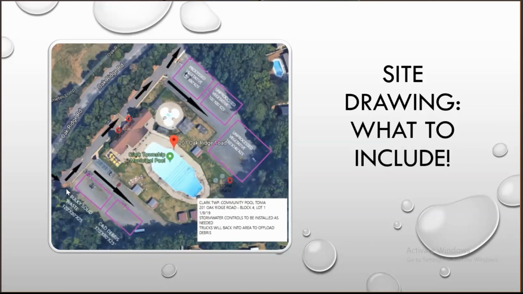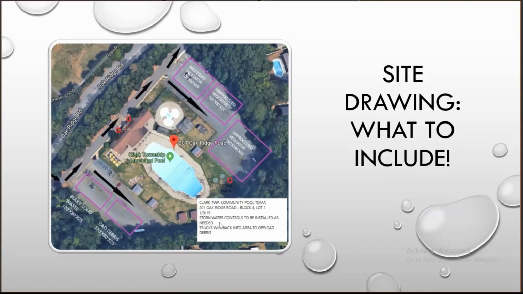Now, stormwater controls, such as hay bales or silt fencing, are always going to be required at a TDMA, and that will be written up in the approval. But you also can make it easy. You don't necessarily have to show it on the map, but you can do like what Clark did here and just say stormwater controls to be installed as needed.